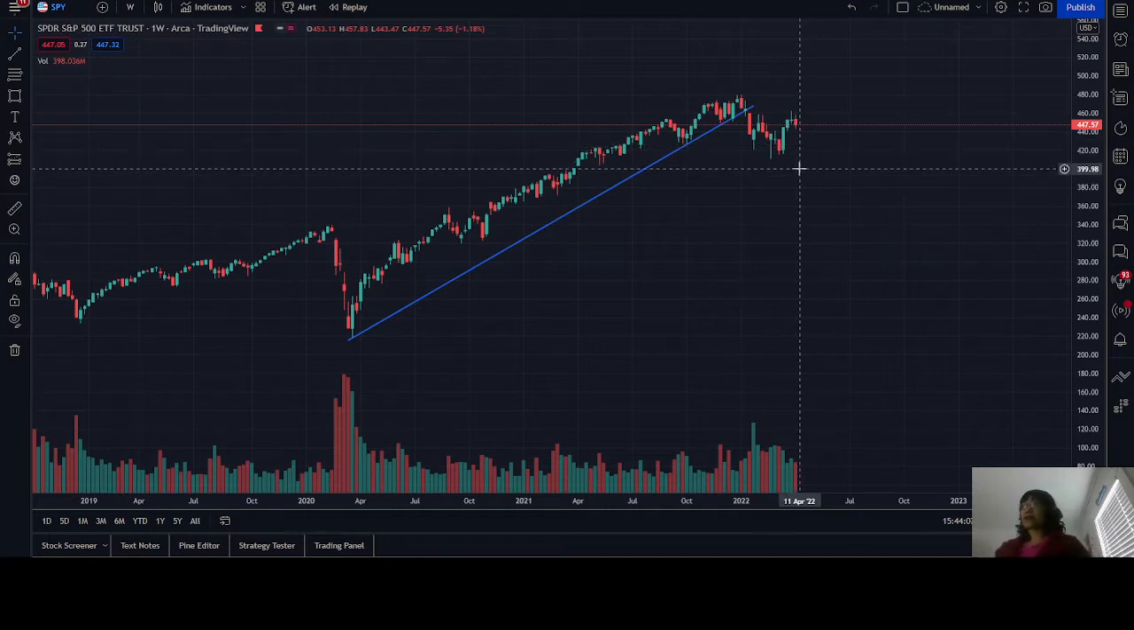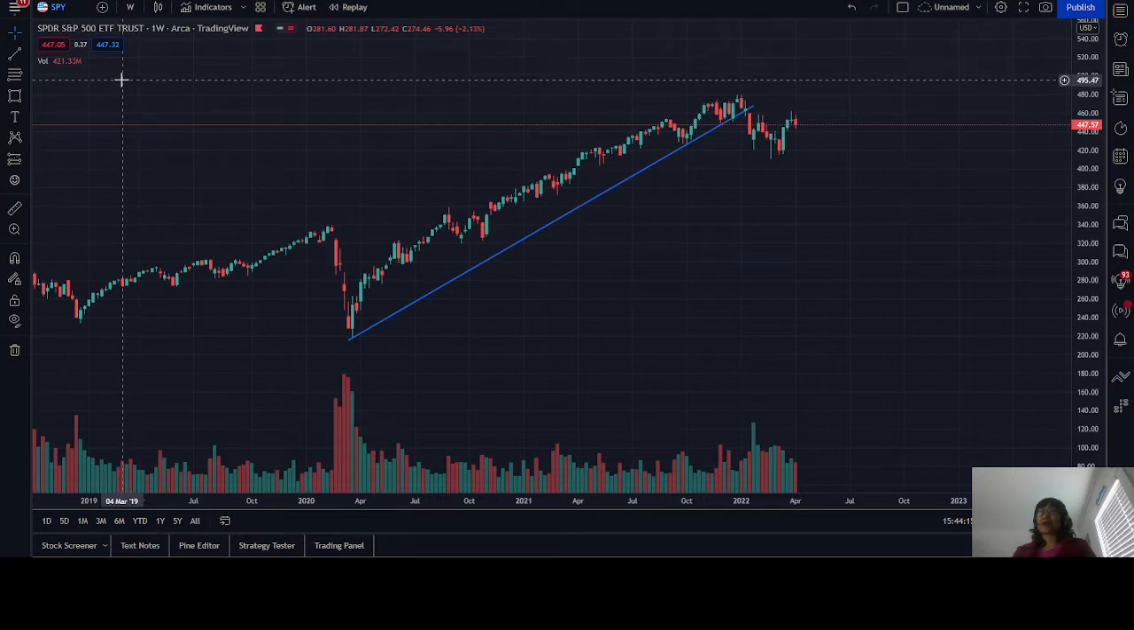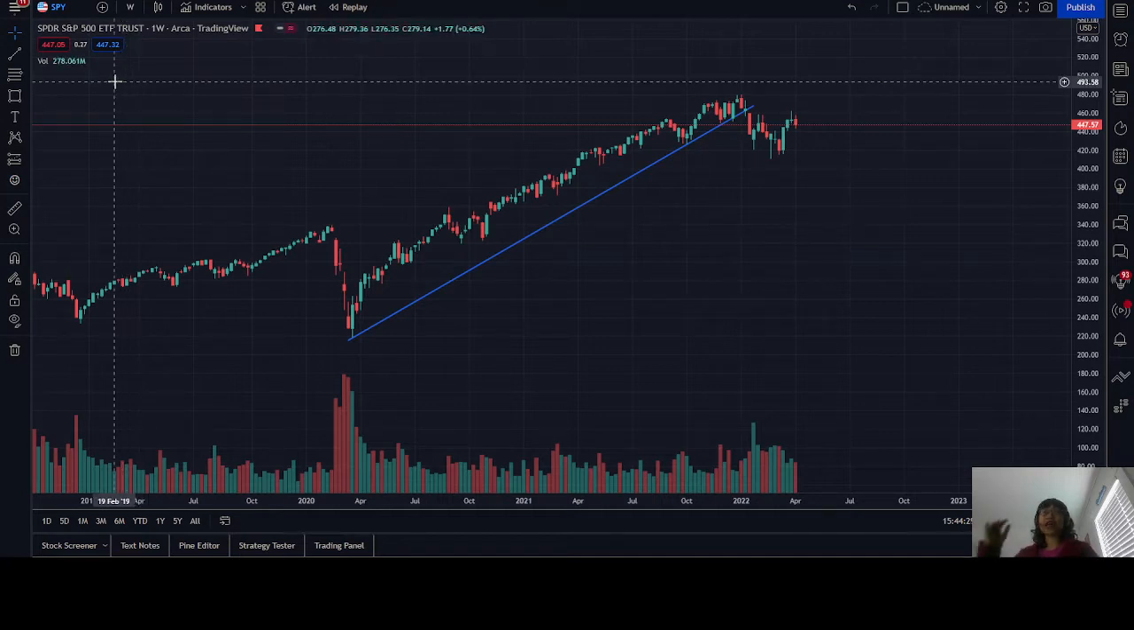So why do I say strong support? What is support and resistance? Support is like the lowest area that price is attracted to, and resistance is the highest area that price is attracted to, which means the price touches the resistance many times, and also touches the support many times. It's the same thing as the floor and the ceiling, right?